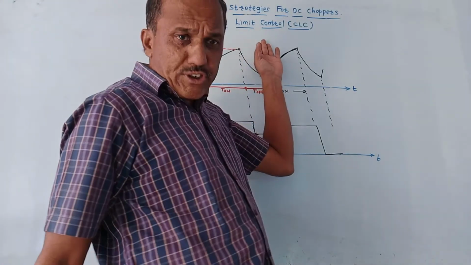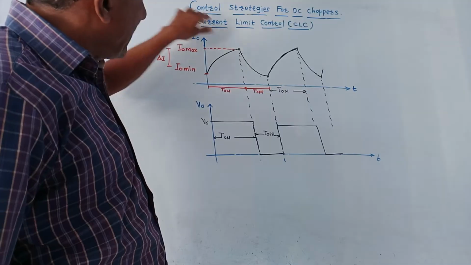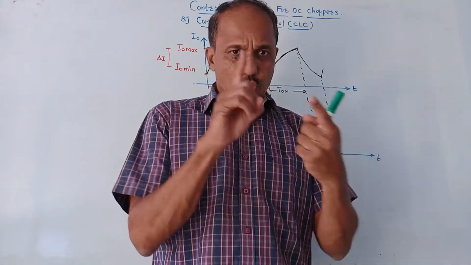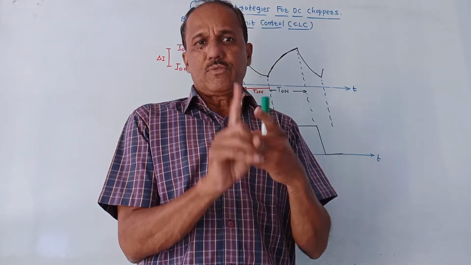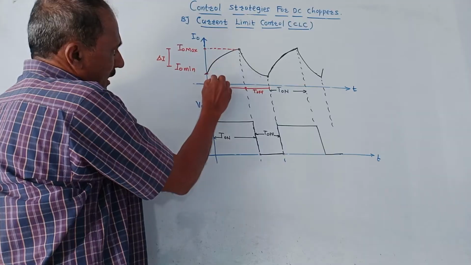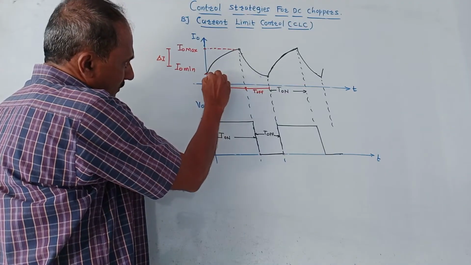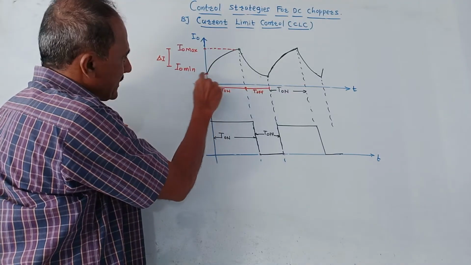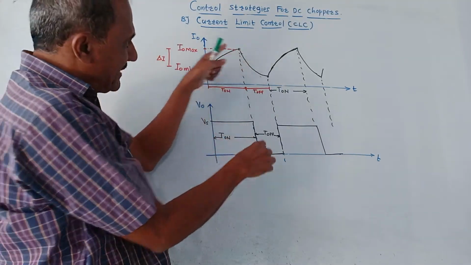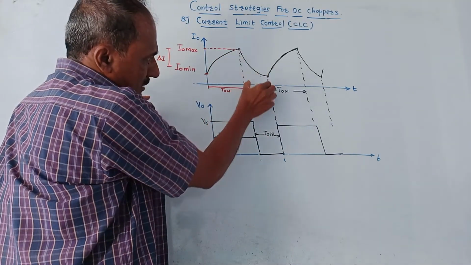The next type of control strategy is type B, that is current limit control, CLC. As the name indicates, two reference values of current are used: I0 max and I0 min. This is a very simple technique. This is the graph of output current. The output current, let us say, starts increasing from this I0 minimum value. When it reaches I0 maximum, then the switch is turned off.